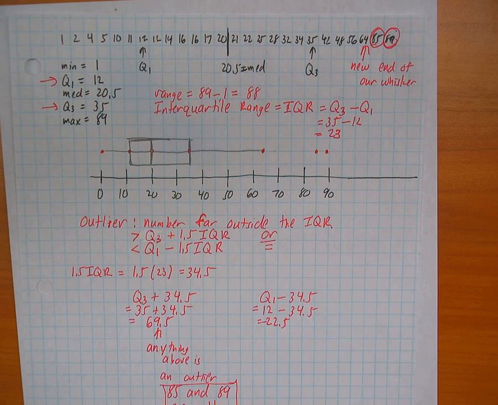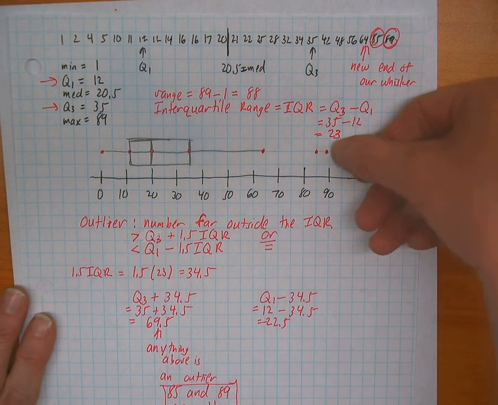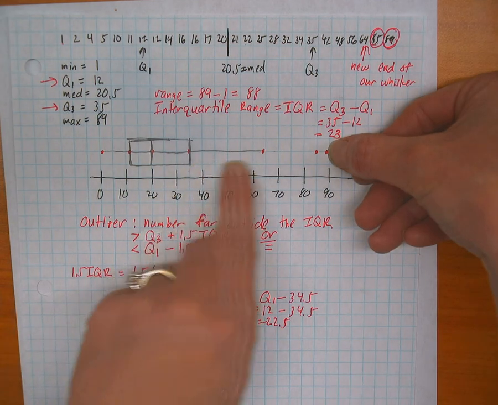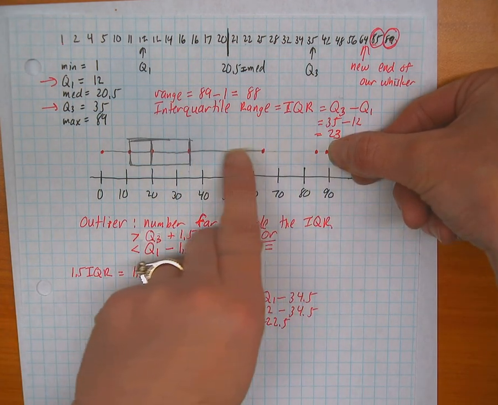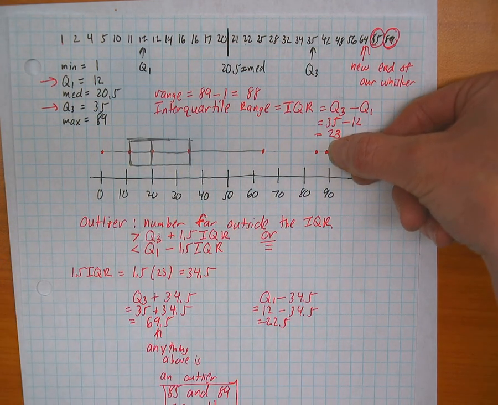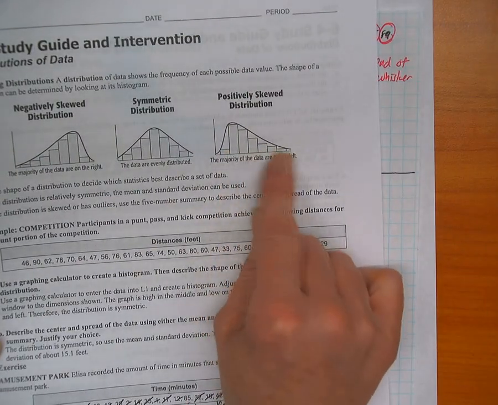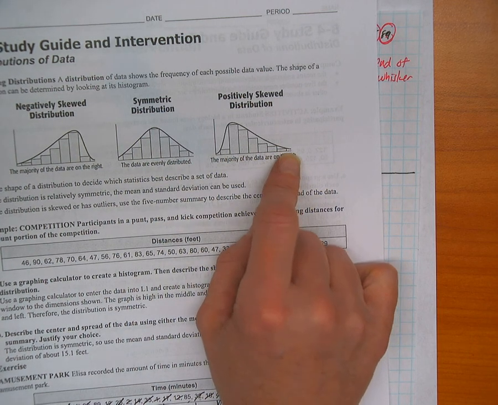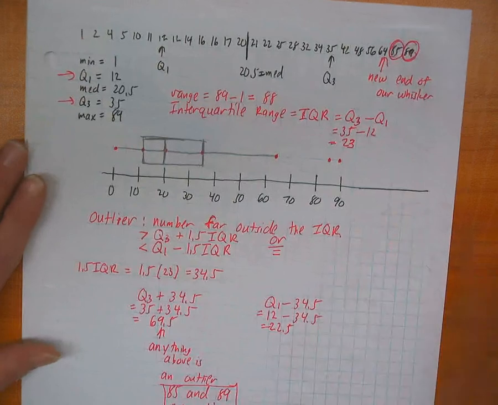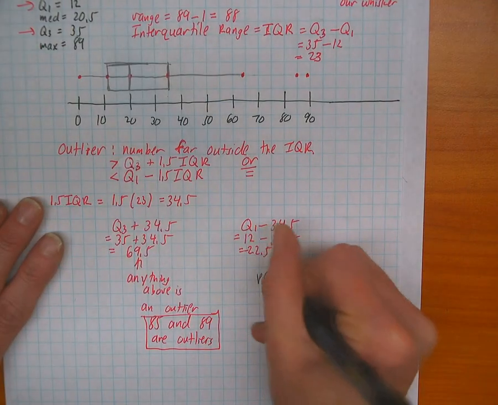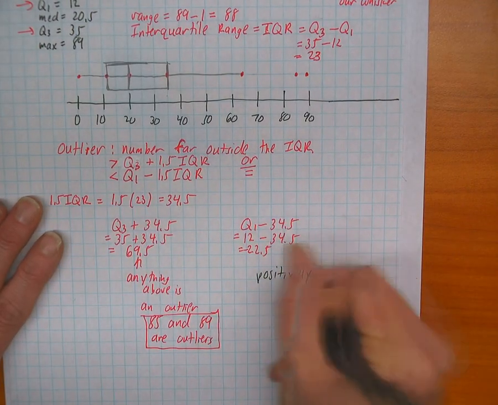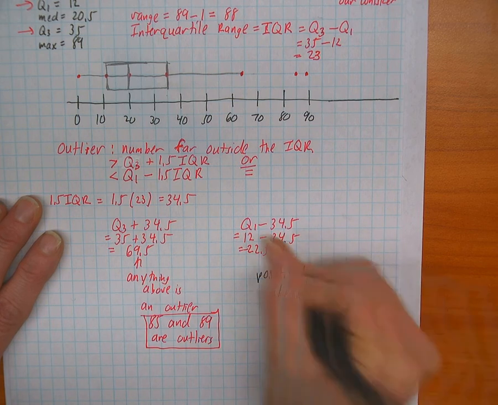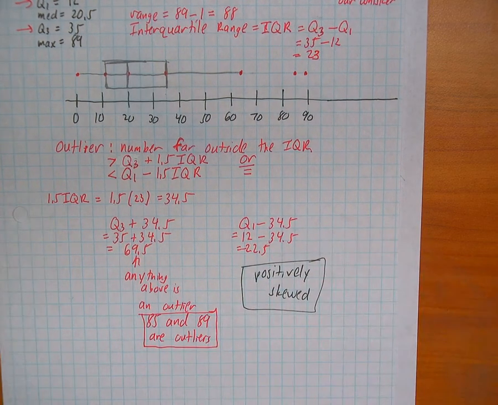The last thing we're going to do is describe this distribution. It went all the way out here originally. So this whisker on the right was really, really long compared to the rest. So that's very similar to this idea here, where it stretches out more on the right. And so we would describe this as positively skewed. So that's the last thing we're going to write down. This is positively skewed. So you basically look at which whisker sticks out the longest.